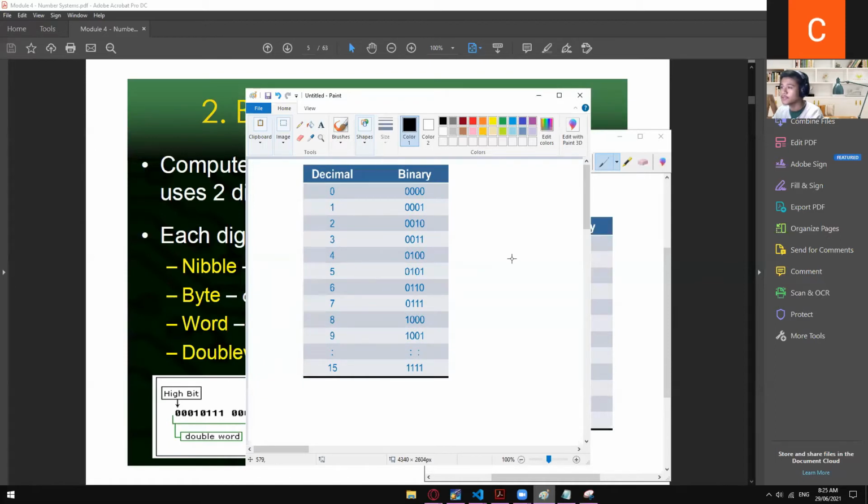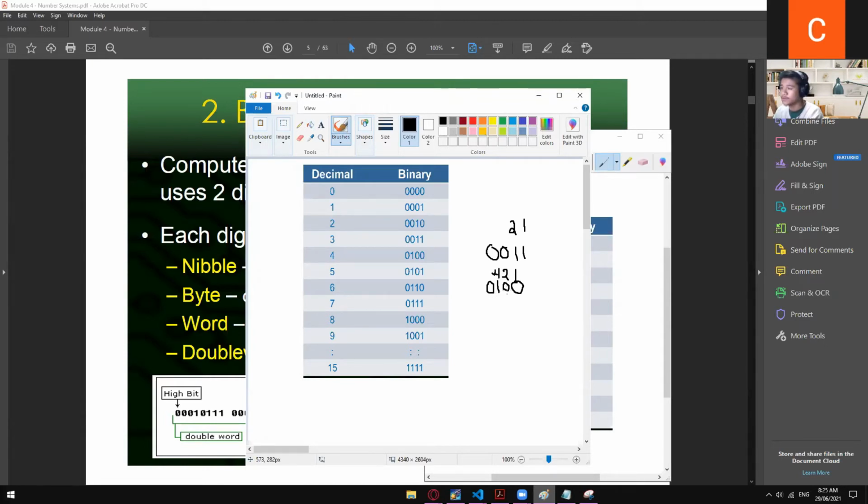Okay, so if you need 3, you have to activate the 2 and the 1. So it's 0, 0, 1, 1. Again, this one is represented by 1 and this one is represented by 2. So 2 plus 1 is 3. Okay, so if you need 4, then activate 4 only. So it's represented by 0, 1, 0, 0. This one is represented by 1, 2, and then 4.